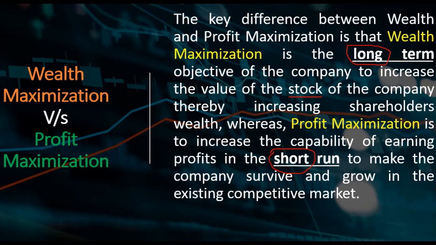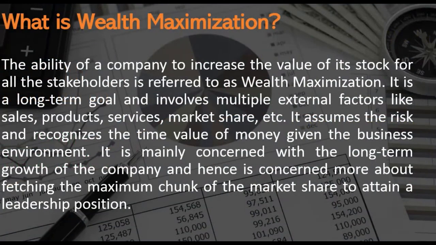Now, getting each of them in a clear view. So let's start with what is wealth maximization. The ability of a company to increase the value of its stock for all the stakeholders is referred to as wealth maximization. Now, if you focus, this is exactly what we discussed in the previous slide. Increase in the value of its stock. That's the basic aim. And of course, it is a long-term goal. We all understand that stock prices do not increase overnight. If they do, there is a problem. So yes, it's a long-term goal and it involves multiple external factors like sales, products, services, market share, etc. Of this, of course, market share is very important, right? Because it assumes the risk and recognizes the time value of money given the business environment.